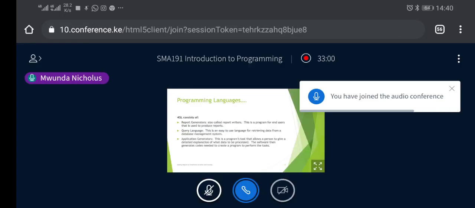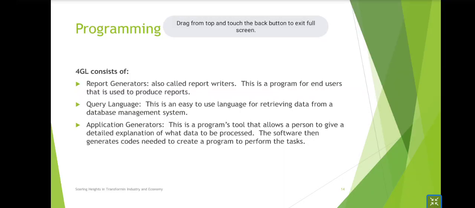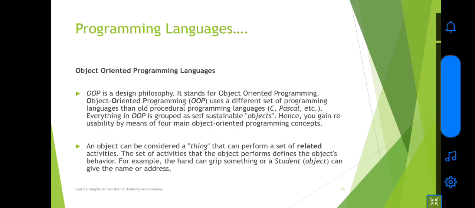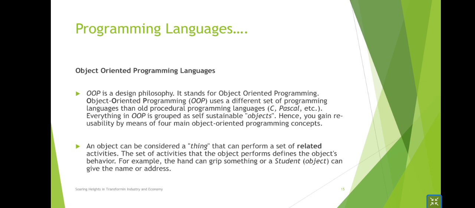The third generation, the second generation, or the first generation. But with the fourth generation, you can be able to create a mobile application. So apart from the fourth generation programming languages, the direction that is being taken is the direction of object-oriented programming languages, where instead of using codes to write your program, now you use objects.